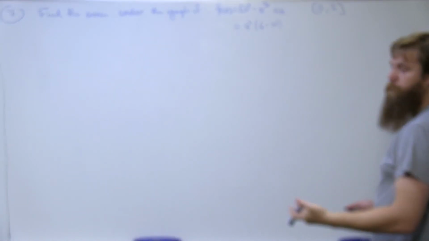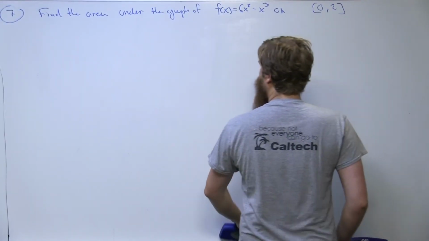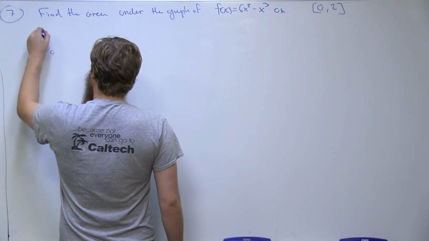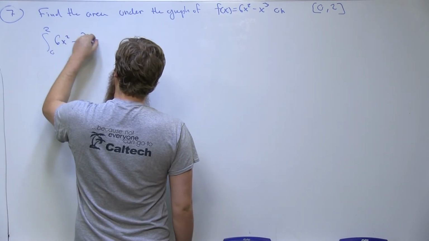The answer will either come out to be positive if this thing were positive area, or negative if this thing were negative on this interval. Because it doesn't change sign on that interval, I won't bother. So the task is just to compute the integral from 0 to 2 of 6x squared minus x cubed dx.